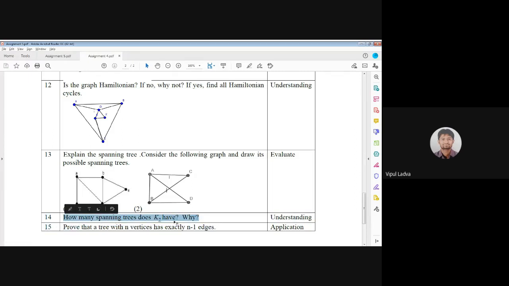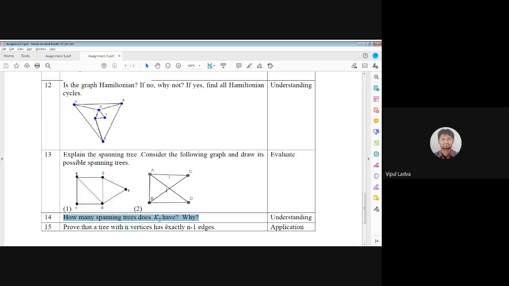How many spanning trees does K7 have? As we just discussed, if we are dealing with a complete graph, then there is a formula n raised to n minus 2, where n indicates the number of vertices. So for K7, n has the value 7, so 7 raised to 7 minus 2, that means 7 raised to 5. That will be quite a big number, 7 into 7 into 7 into 7 into 7. That many spanning trees exist for the complete graph K7.